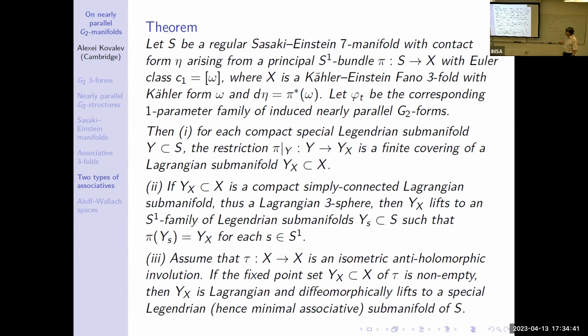Now the strongest result is the last part. So if we assume that there is an isometric anti-holomorphic involution of our Kähler-Einstein threefold, then the fixed point set, if not empty, will be Lagrangian and will diffeomorphically lift to a special Legendrian, therefore minimal associative submanifold of this Sasaki-Einstein manifold. So this last part is the one which is particularly useful for finding examples.